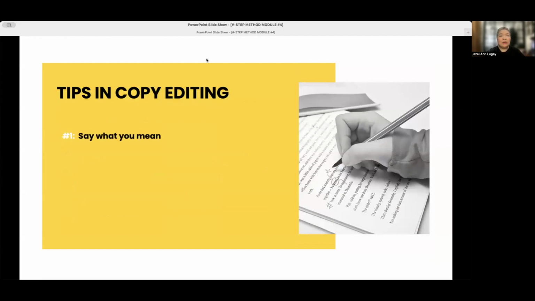Say what you mean. Some writers have a tendency to be verbose. If this is you, choose your words well. Use strong verbs and precise words that say exactly what you mean.